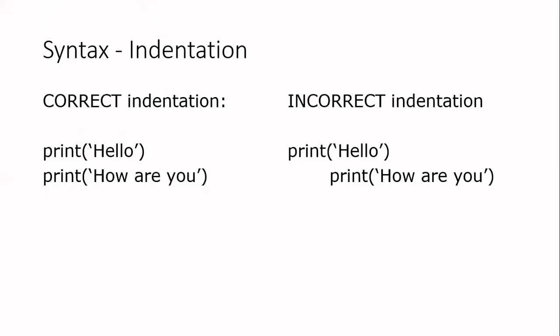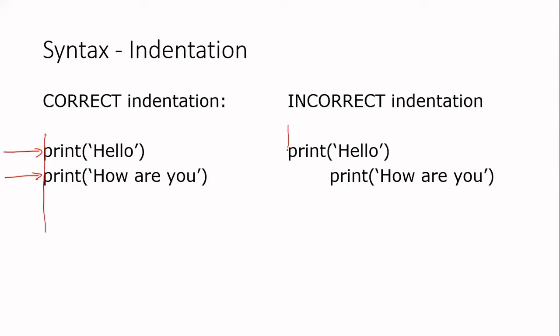Just some examples. When we start writing sequential statements, so sequential means these statements are one after the other, you'll notice that they are all on one indent. So that's the line spacing, and this is correct indentation. You won't have any problems with that.